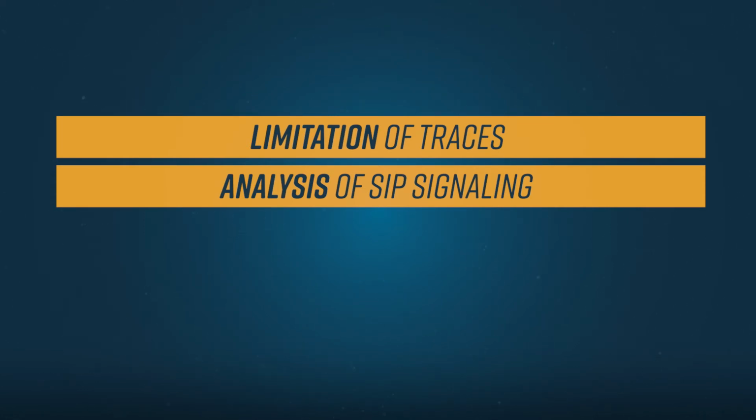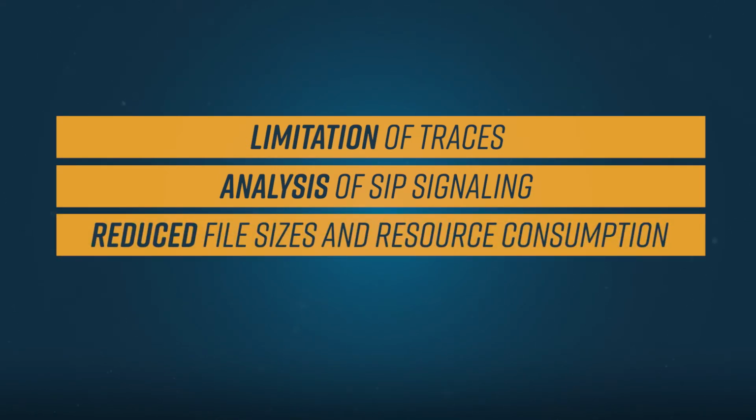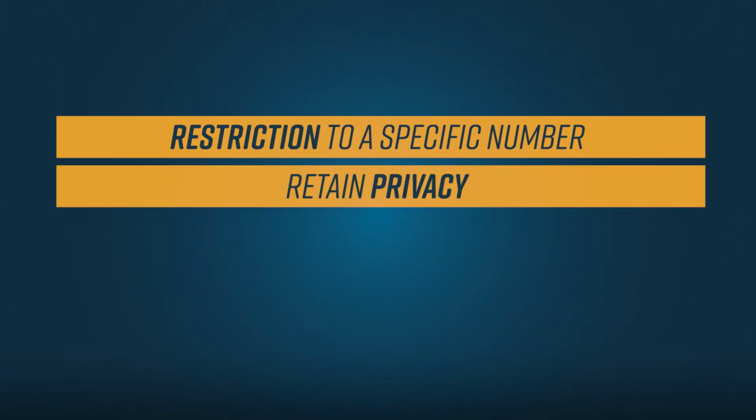The advantages of tracing marked routes are greatly reduced file sizes and lower resource consumption. This is particularly the case on systems with many calls if the tracing is restricted to a specific call number, for instance, that of a technician. Otherwise, the trace would very quickly reach a file size of 1 GB and more. With the restriction of a certain number, the other dialed numbers are also hidden and privacy is retained.